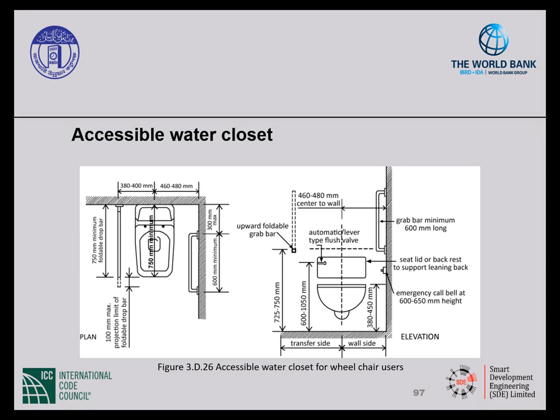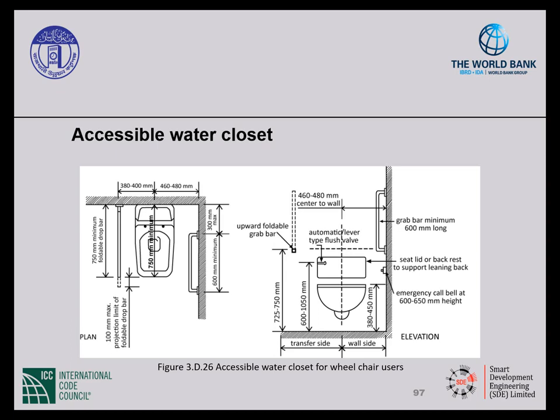Accessible water closets have quite a few requirements. First off, the fixture should be positioned 460 to 480 millimeters from center of fixture to adjacent wall. The fixture seat should be located 450 to 400 millimeters above finished floor, and the flush valve is either automatic or lever and should be located on the open side of the fixture, a minimum 600 millimeters by a maximum 1,050 millimeters above finished floor. Also provide a seat lid that folds up, a tank, or a backrest to support a person leaning backward.